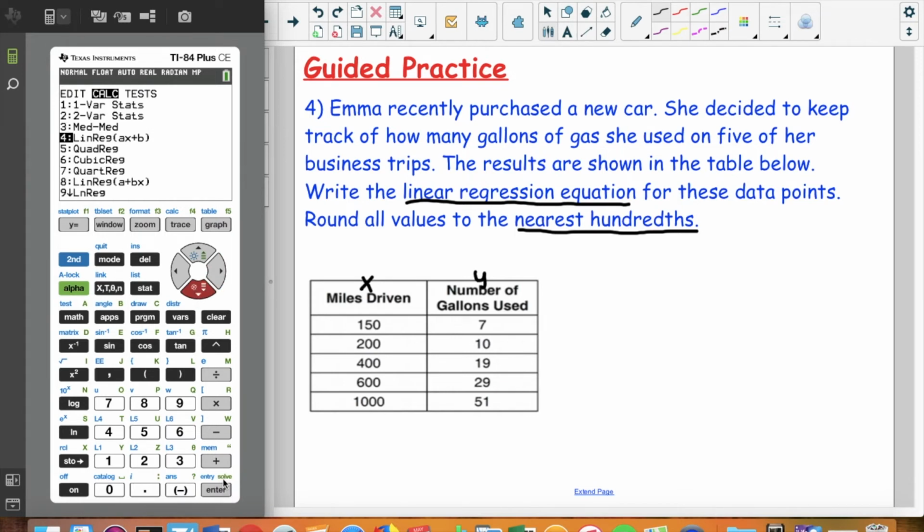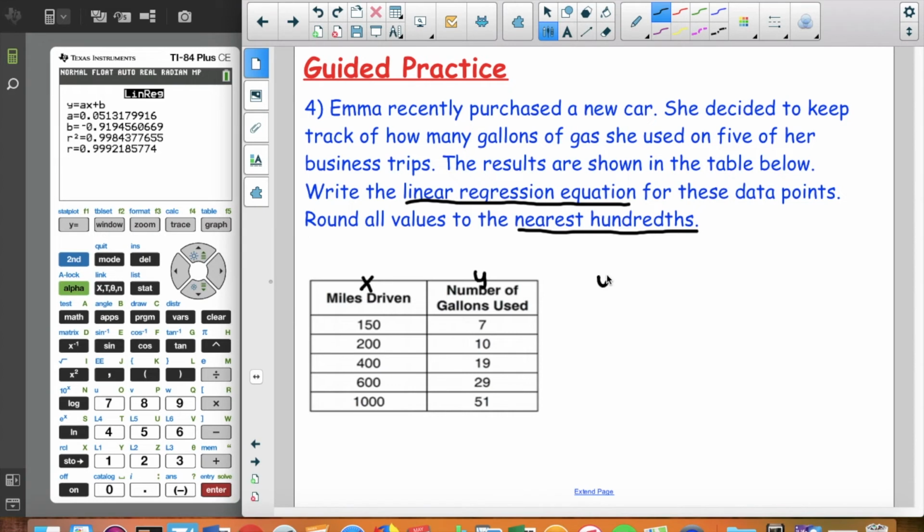Don't confuse this with number 8. We're working with number 4. Press enter, enter all the way through. And here we have all of our values. So we have y equals ax plus b. Let's fill in our values.